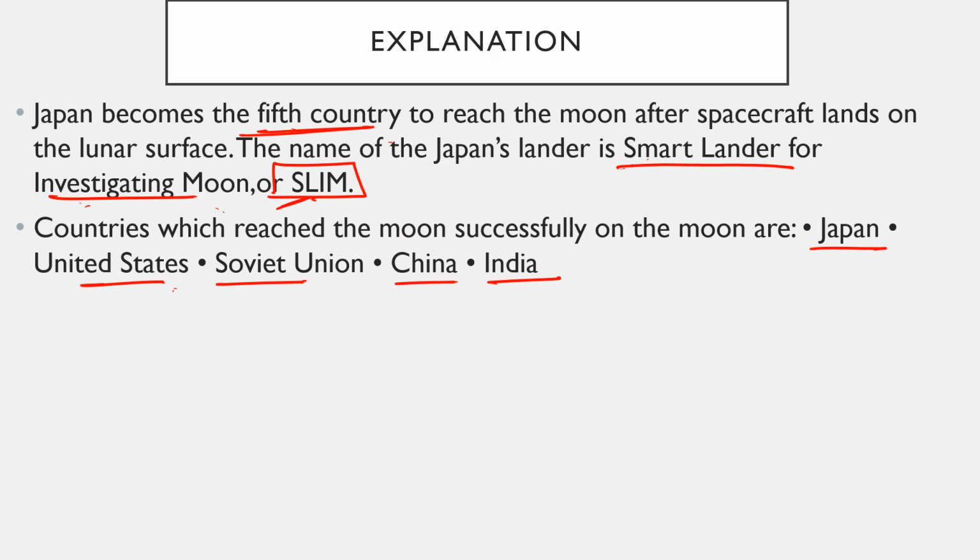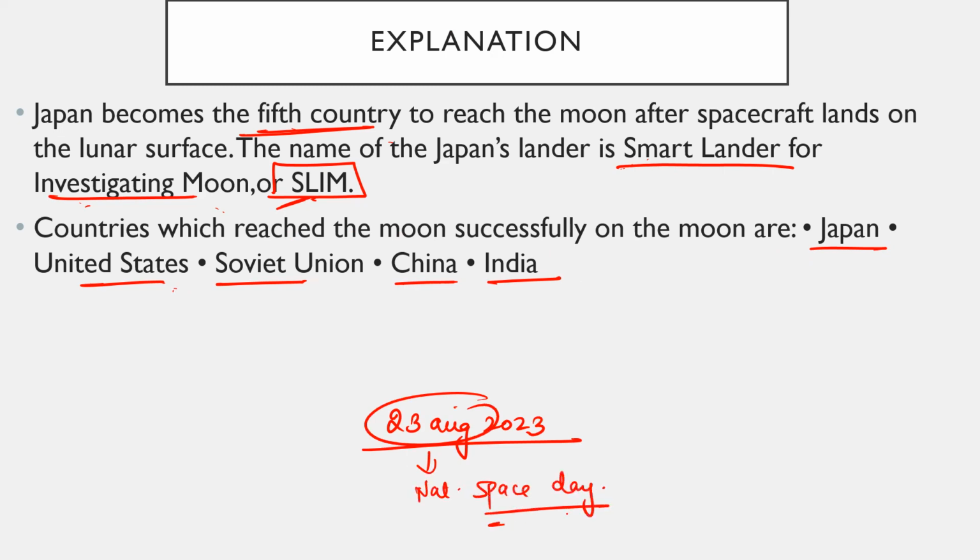Moon landing. As you all know, Chandrayaan was also successful on 23rd August 2023, right? And 23rd August is celebrated as National Space Day. Getting my point, everyone? So this is also very important for us. It is a very short topic, but important for us. Okay, everyone, so this was the fourth question.